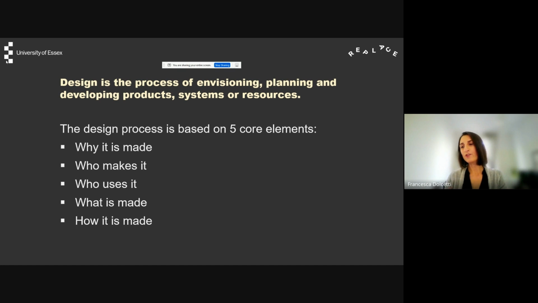So rather than just focusing on the end product, the design process starts with identifying a problem or opportunity that needs to be addressed, and then gradually develops into the creation of a final product through a cycle of data and information acquisition, evaluation, and decision making. The design process overall is based on 5 core elements: why something is made, who, most importantly, makes it, who uses it, what it is made of, and how it is made.